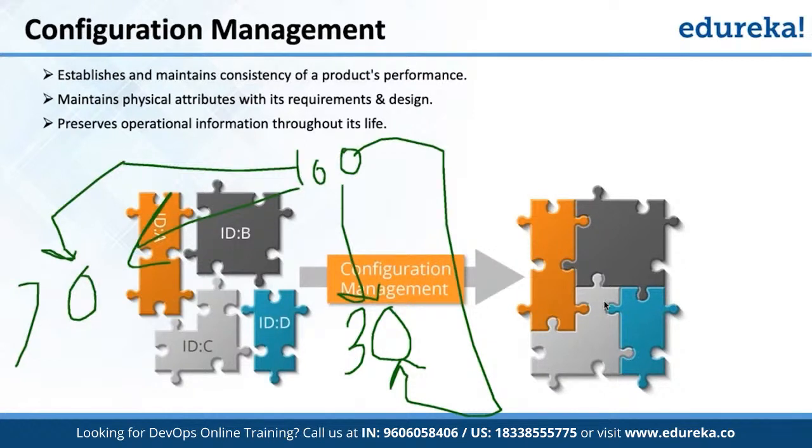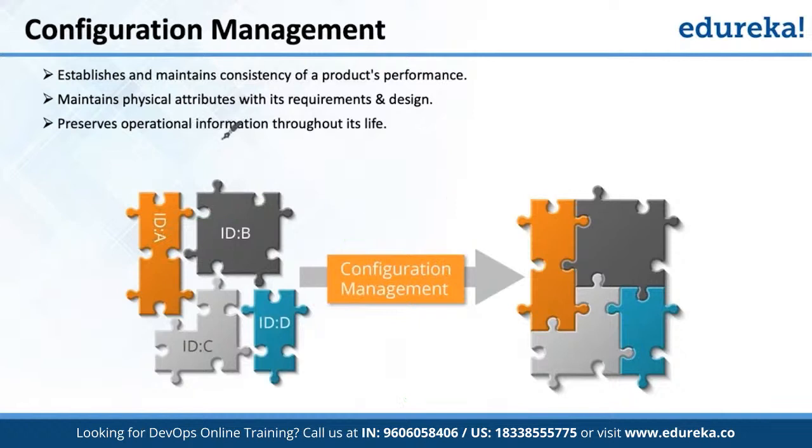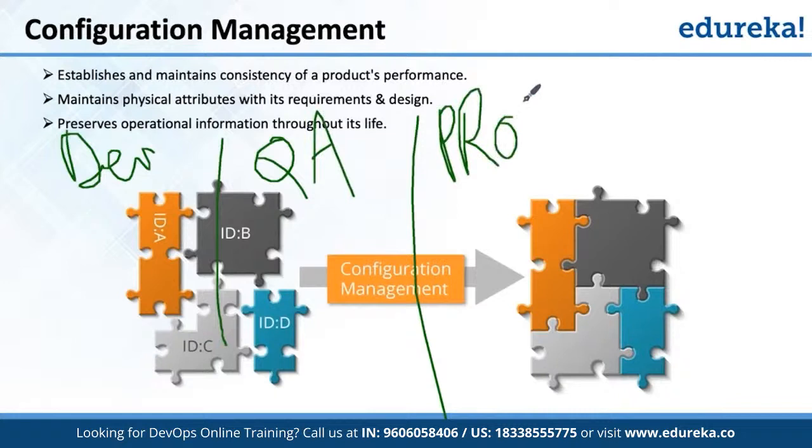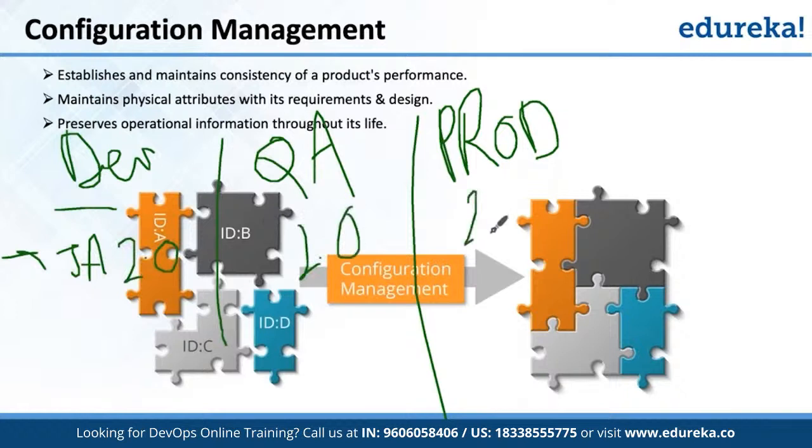Let's take one more example, guys. So in any organization, you have got multiple life cycles, right? You have got a dev life cycle, you have got a QA life cycle, you have got a prod life cycle, for example. Now, you have been asked to maintain consistency of deployment across all these life cycles. So when I say that, let's say, for example, if Java 2.0 is running on dev, Java 2.0 should be running on QA, and Java 2.0 should be running on prod. How will you do that?